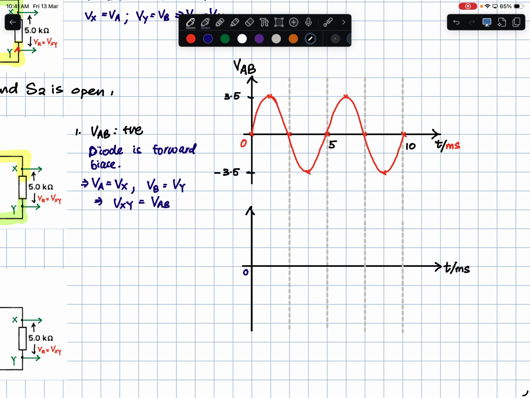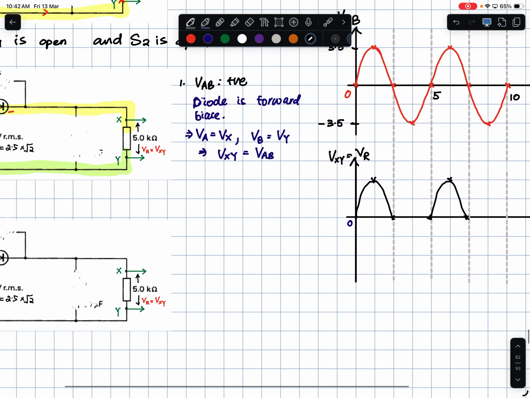If I am drawing VXY, which is my VR, then it follows exactly the shape of the graph. I will have something like this. Okay? All right. So let's move to the second part of the cycle.